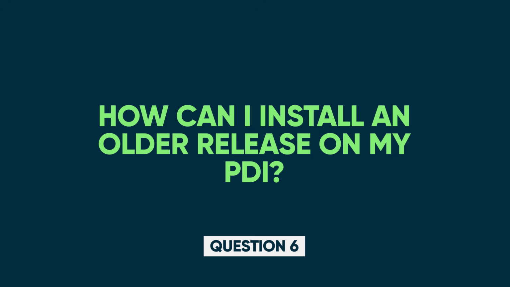How can I install an older release on my PDI? Simply put, you can't. You can upgrade an instance, but you cannot downgrade an instance. If you need an older instance than the one currently on your PDI, one more time, the answer is to release the instance and request a new one.